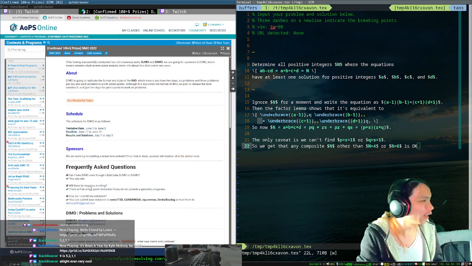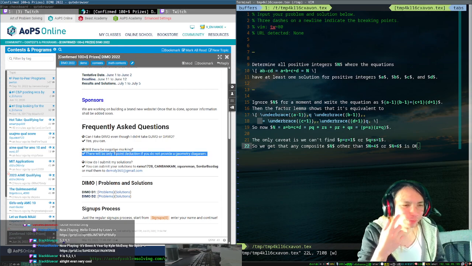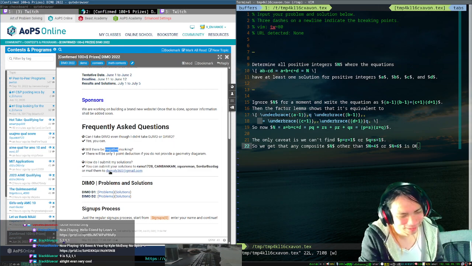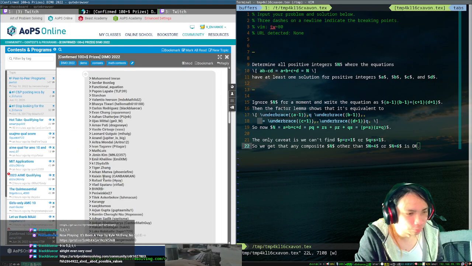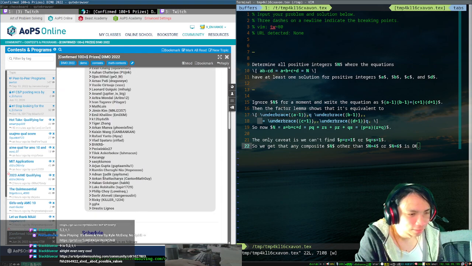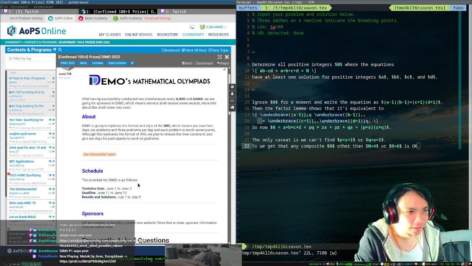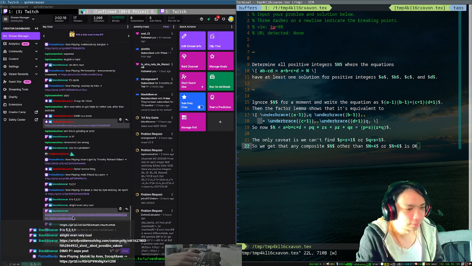What kind of FAQ is this? Will there be negative marking? Yes, if you don't submit a geo diagram. Does that mean that if you don't submit for a geo problem, your score is minus one? What is negative marking supposed to be? Oh, okay, that's hilarious. Oh my god, that's a lot of people who worked on this. I also know a lot of them. Man, they even got Vaskin.